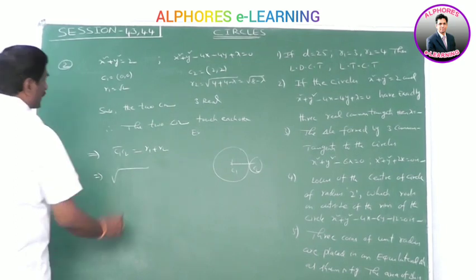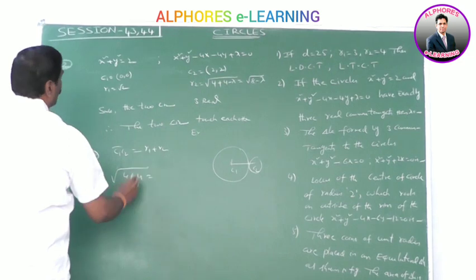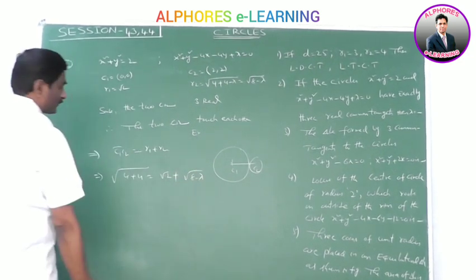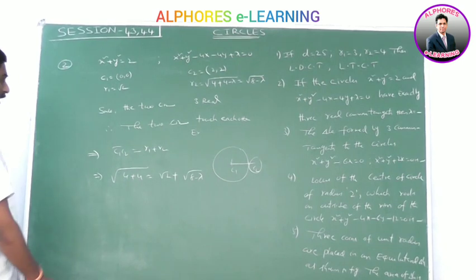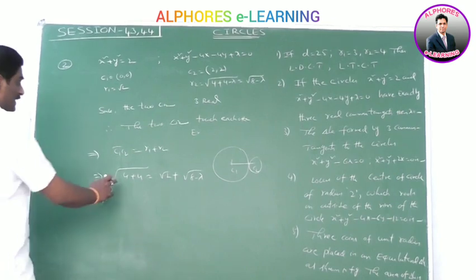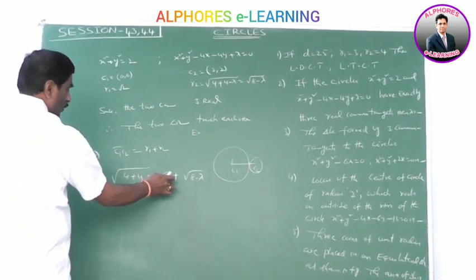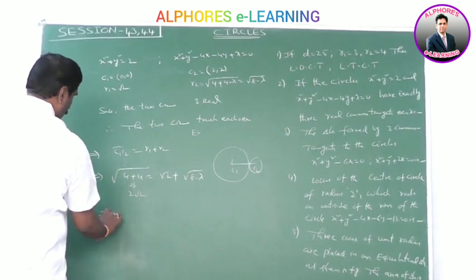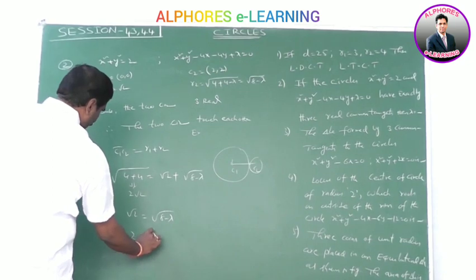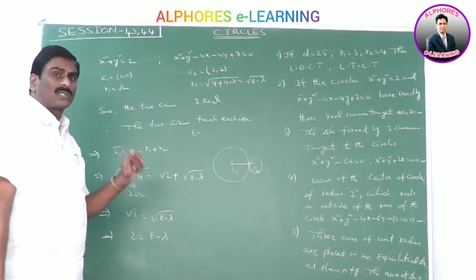C1C2 is nothing but the distance between the two centers. That means root over 4 plus 4 is equal to R1 minus R2, which is root 2 plus root over 8 minus lambda. By squaring on both sides, we get the value of 8 minus lambda. Root 8 means 2 root 2. 2 root 2 minus root 2 is root 2, which is equal to root over 8 minus lambda. By squaring on both sides, 2 is equal to 8 minus lambda. What is the value of lambda? Lambda is equal to 8 minus 2, that is equal to 6.